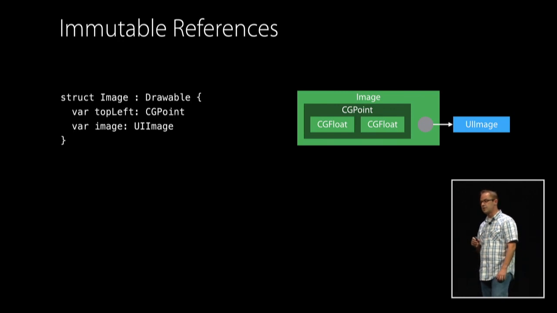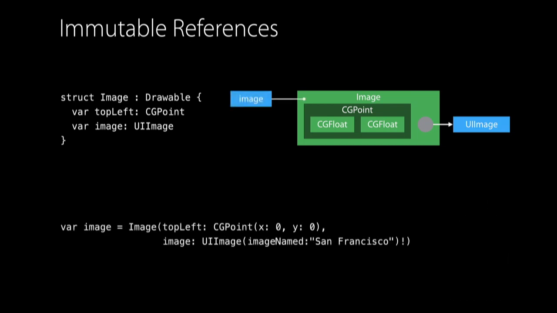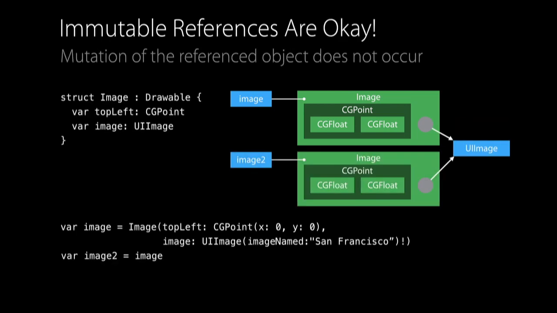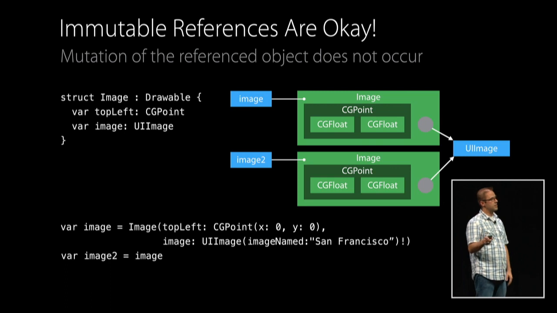So let's start with a simple example with an immutable class, UIImage. We're going to create an image struct that's going to be a drawable, and it has a reference to a UIImage. So we create the instance with this beautiful photograph of San Francisco. And if we create another one, image2, now image and image2 are both pointing to the same object. And you look at this and you think, Bill's going to trick us and this is going to be a problem. It's going to be like that temperature thing. But it's not, because UIImage is immutable. So we don't have to worry about image2 mutating the image that sits underneath it and having the first image be caught off guard with that change.